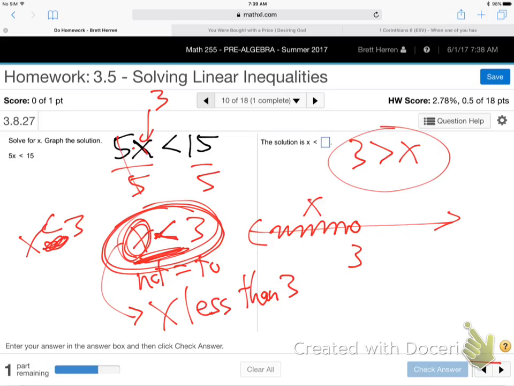Alex? I was just gonna say, is that why it's called an inequality? Yeah, right, because it's not equal. It's an inequality.